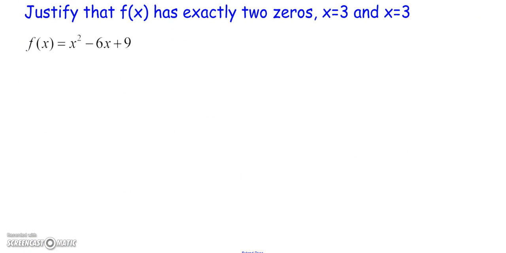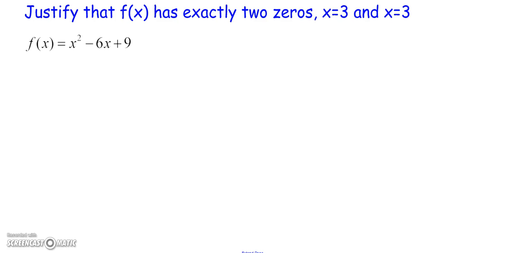Justify that f of x has exactly two zeros, x equals 3, and x equals 3. That's the same 0 twice. That's not a typo. All right, prove that 3 is a 0 twice. Well, how would you find the zeros of x squared minus 6x plus 9?